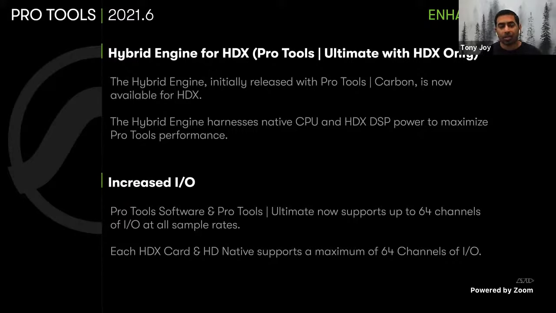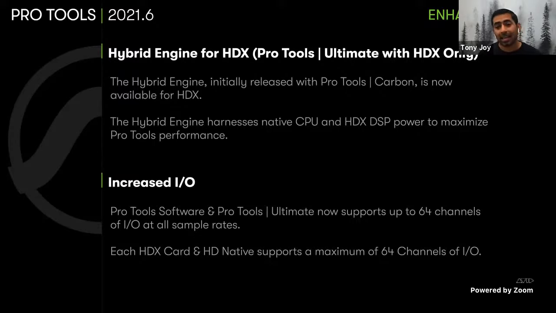We also have increased the I/O count for both the Pro Tools software and Pro Tools Ultimate. You can have up to 64 channels of I/O at all sample rates. So what this means is if you have a third-party interface, for example, that can do, let's say, 40 microphone inputs, you can use that with Pro Tools, starting with Pro Tools 21.6.